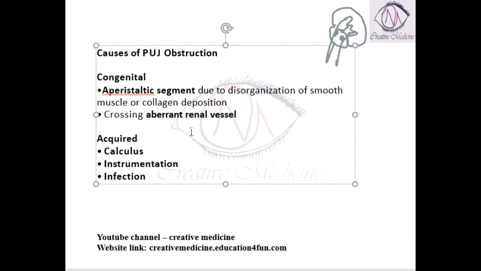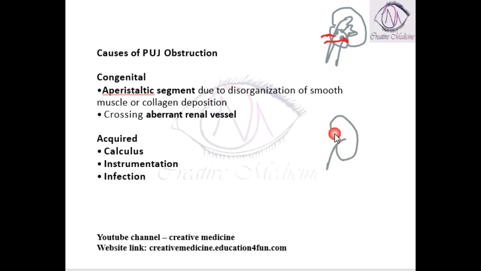Second, crossing of aberrant renal vessels can occur. Whenever there is crossing of aberrant renal vessels, these aberrant renal vessels will cross around the ureter and as a result compress the ureter. So obviously, junction obstruction is seen. Then acquired causes can be a calculus which can get obstructed, or due to instrumentation or due to infections, pelvic-ureteric junction obstruction is seen.